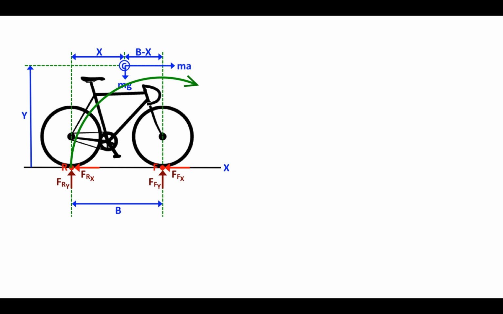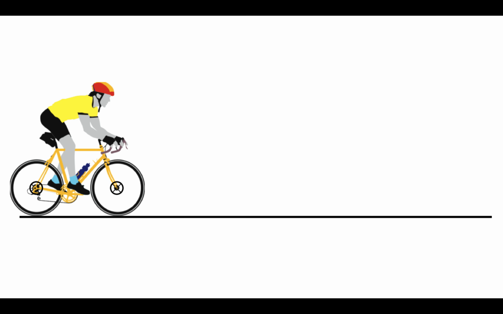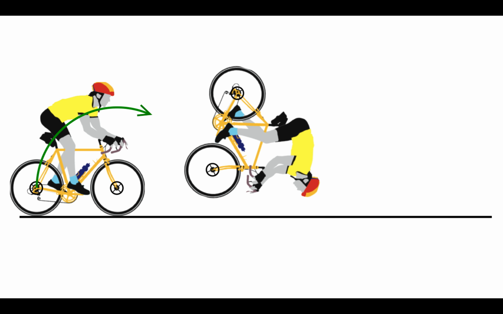This happens when I have either disc brakes or rim brakes, but with disc brakes, my brakes are more powerful, so this forward shift can be more pronounced. If I'm not careful, I can find myself going from this to this to this to this.